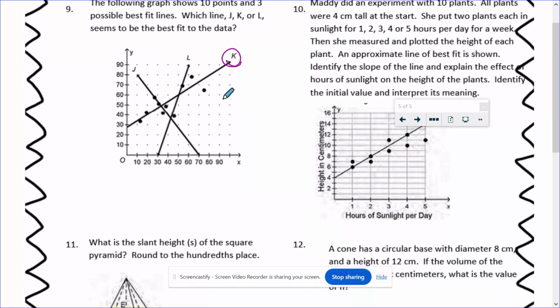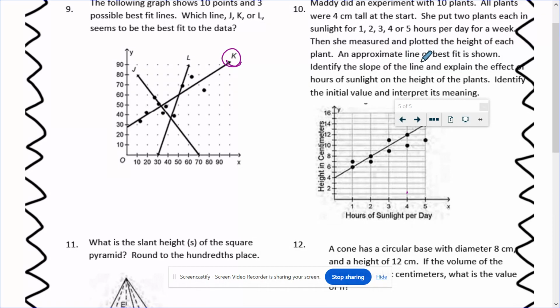Number 10, Maddie did an experiment with 10 points. All plants were 4 centimeters tall at the start. She put 2 plants in sunlight for 1, 2, 3, 4, and 5 hours per week. Then she measured and plotted the heights of each plant. So looks like plant 1 was 6 and 7. Oh, looks like her different plants. Okay, let's backtrack. So that isn't plant 1, that's the hours of sunlight per day. Then she measured and plotted the height of each plant.